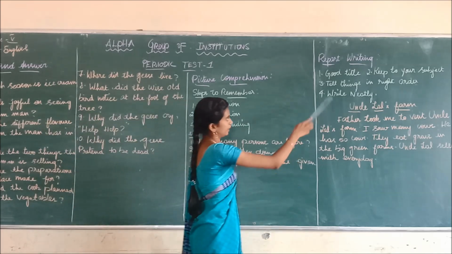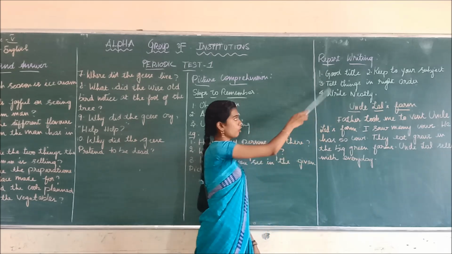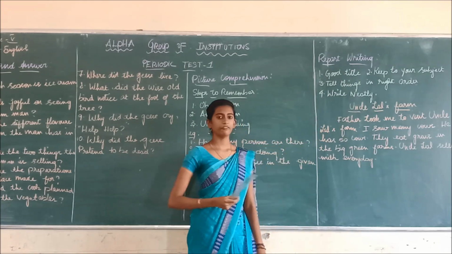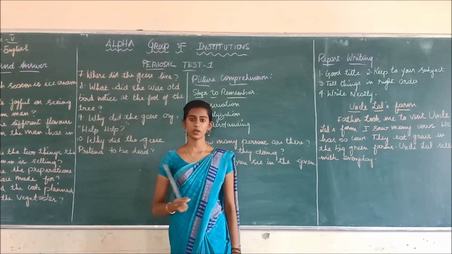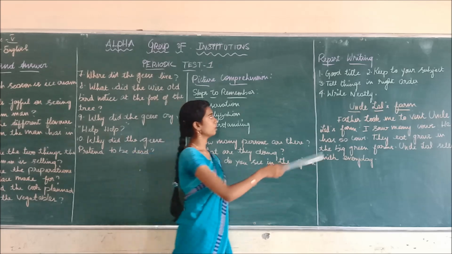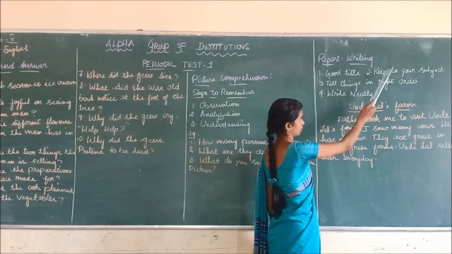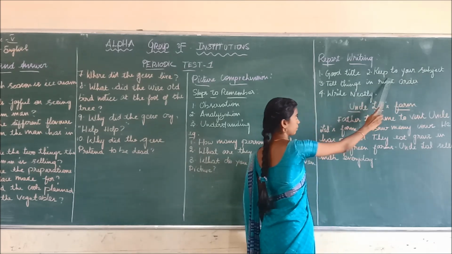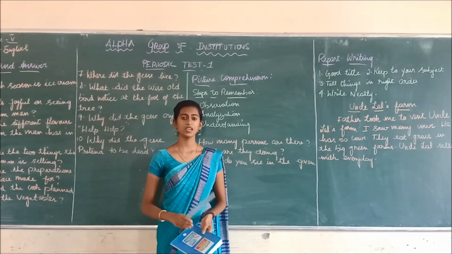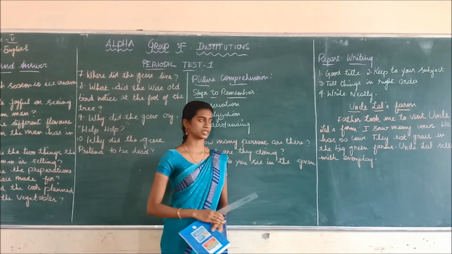Next, report writing. For report writing, you have to follow these steps. First, a good title. After reading the question, you have to set a suitable title for the report, related to the question. Next, keep to your subject. You should not go away from your subject. You have to write related to the question only.